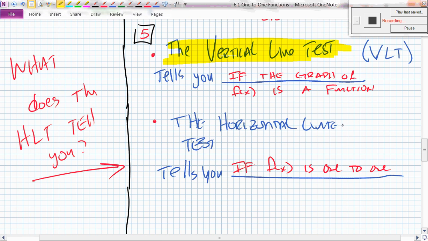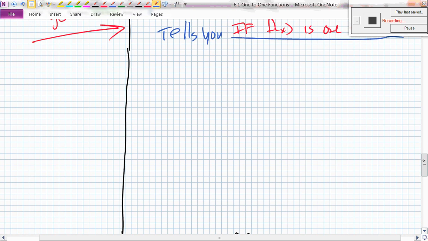So I wrote a little key question on the side. So what does the HLT tell you? And that stands for this one here, HLT, horizontal line test. So I've got two examples here. Real quick, I'll sketch them out. Okay. Here's the first one. Here's the second one.